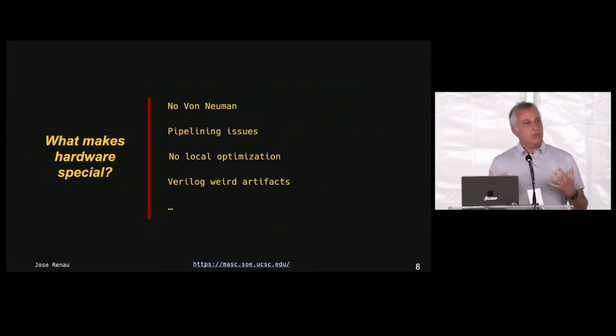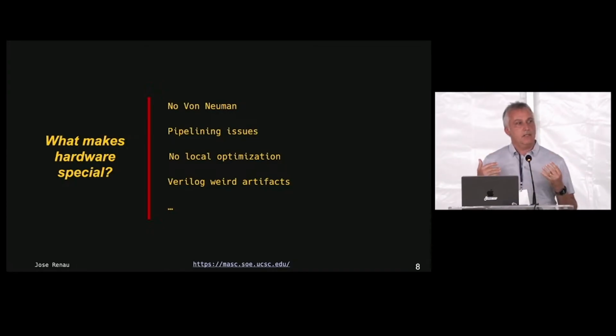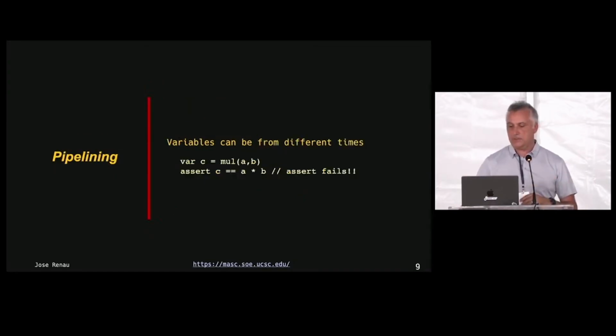What makes hardware special is that it doesn't work like a normal language. Python targets a von Neumann architecture; hardware is not von Neumann when you program in hardware. And there are many issues. Pipelining is a very specific way of parallelization that the LLMs don't have very good training on, and they make a lot of mistakes. And there is a long list of slight differences in the programming language.